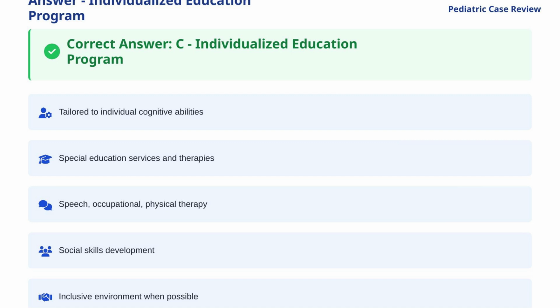This includes special education services, speech therapy for communication delays, occupational therapy for fine motor skills, and physical therapy for gross motor development. Social skills training supports peer interaction. Inclusion in regular classrooms for appropriate activities promotes socialization while ensuring necessary academic support and modifications.